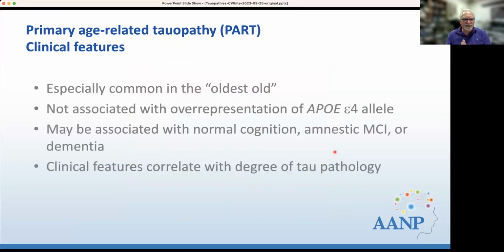The clinical features of PART include its occurrence in mostly the oldest old of the population, people age 80 and above. It is not associated with an overrepresentation of the ApoE epsilon 4 allele like Alzheimer's disease neuropathologic changes. It may be associated with a range of clinical cognitive function, including normal cognition, amnestic MCI, or full-blown dementia. Importantly, the extent of clinical disability tends to correlate with the degree of tau pathology.